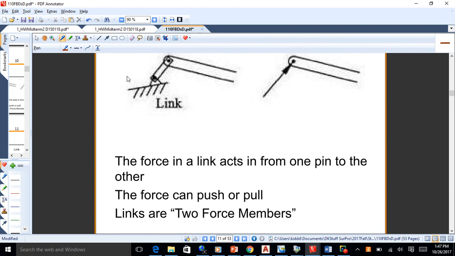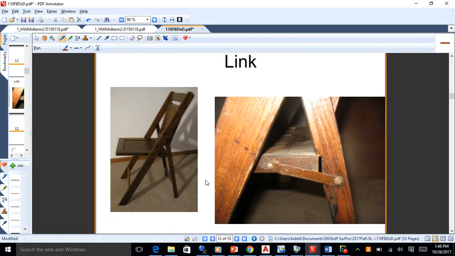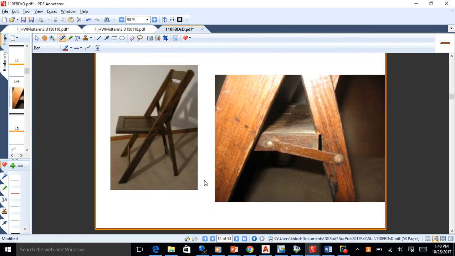Linkages have those two connections, and so they're called two force members because there's only a force at each pin. That's something we'll deal with later when we deal with trusses. We'll look at these things in a lot more detail. But for now, just understand that the force goes from one pin to the other. There's a link right there.